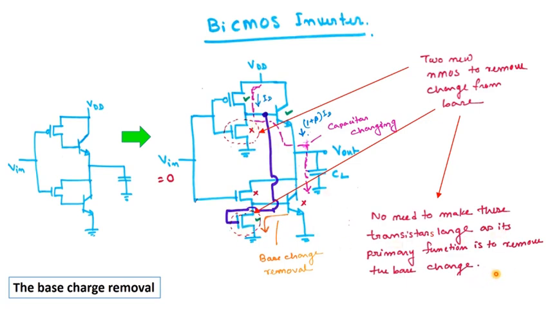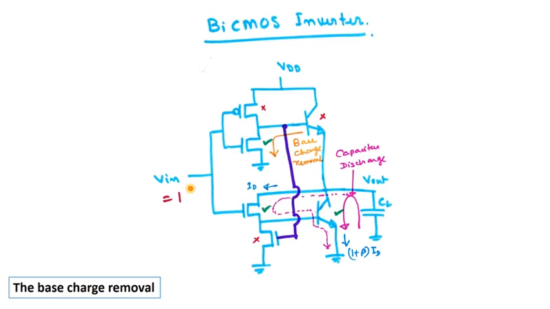Okay, and now let us check what will happen when V in is equal to 1 volt, when V in is equal to 1 or V in is high. So, when V in is high, this PMOS is off, this NMOS is on. As this is off, this is also off. As this is off, this NMOS is also off, this is on, this BJT is also on, right.